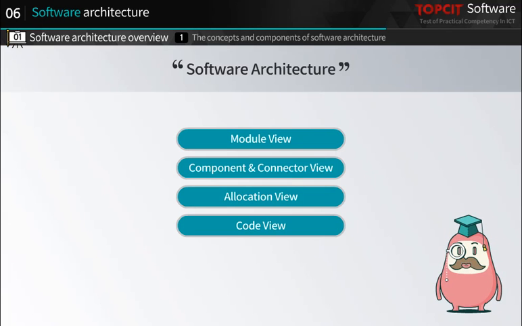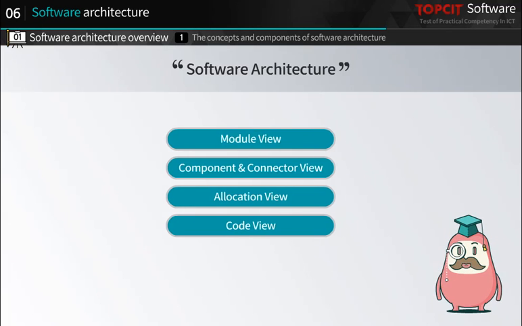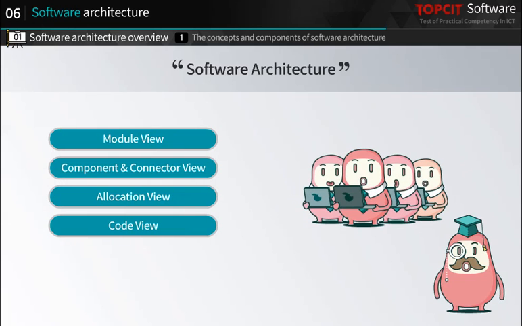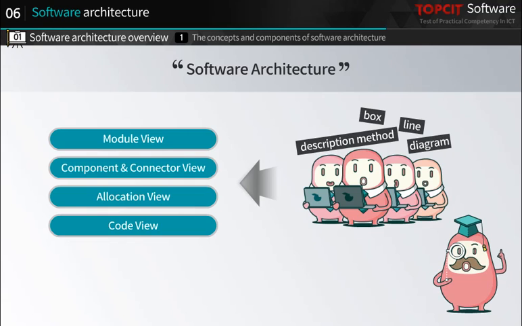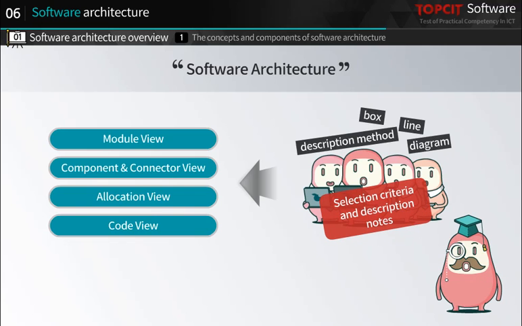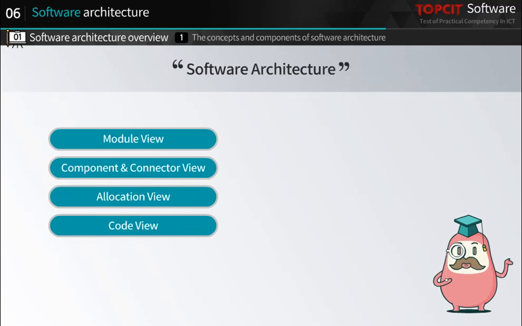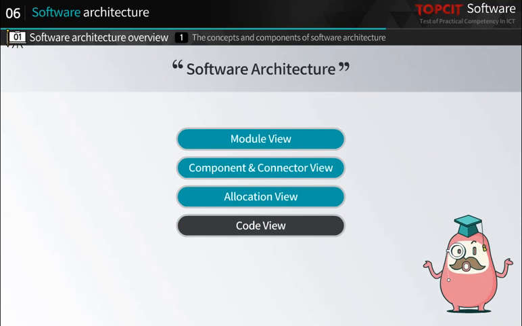Let's take a look at what you should know when defining views. There are many different ways to define views for each person. Description method, diagram shape, box, line, etc. are all different. Therefore, we only need to consider the selection criteria and notes when describing the view. Also, there are usually 3 views such as module view, component and connector view, or allocation view. In addition, code view can also be added here.